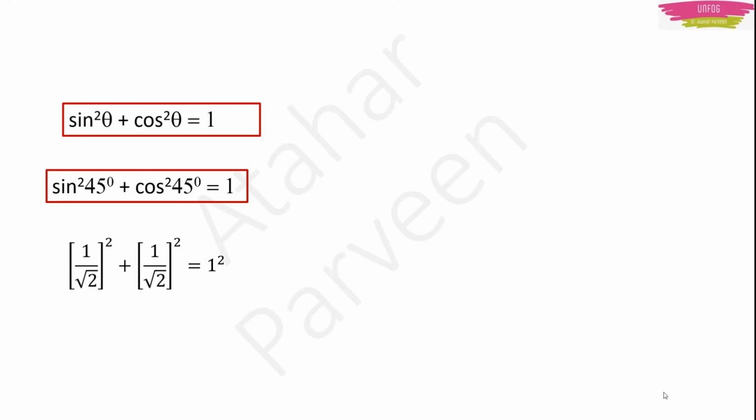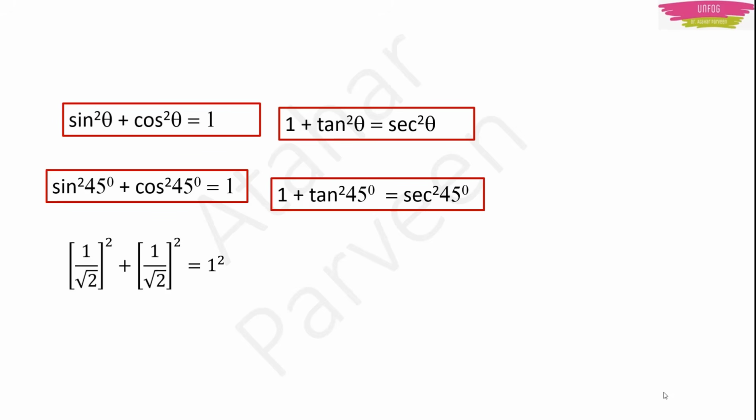Another important identity: 1 plus tan square theta is equal to secant square theta. Now also, for example, you take theta as 45 degree. Then you substitute the values. In place of theta we have 45 degree, right? So we will write 1 as it is. Then tan 45 is 1, whole square. Secant 45 is square root of 2, square root of 2 whole square. So your left hand side is 2. Your right hand side will also have 2 because square root of 2 whole square will be 2.